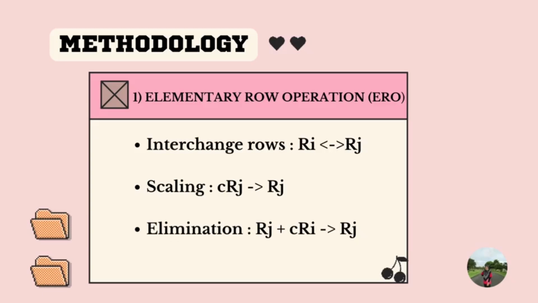First, interchange: interchange a row with another row. Second, scaling: scaling is multiplying one row by a non-zero constant. And third, elimination: elimination adds a multiple of one row to a different row.